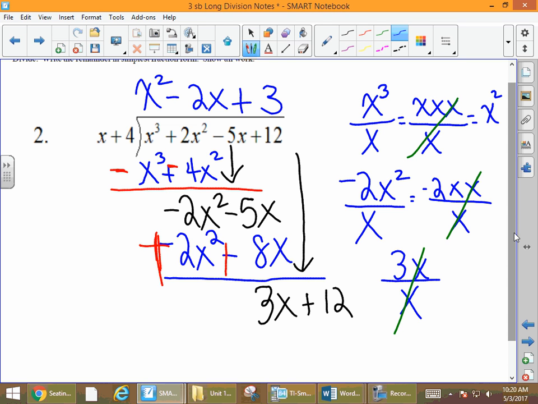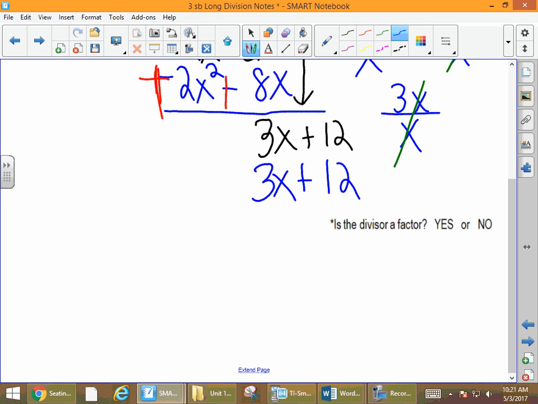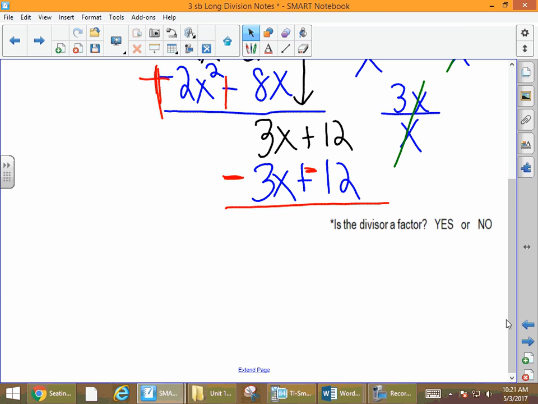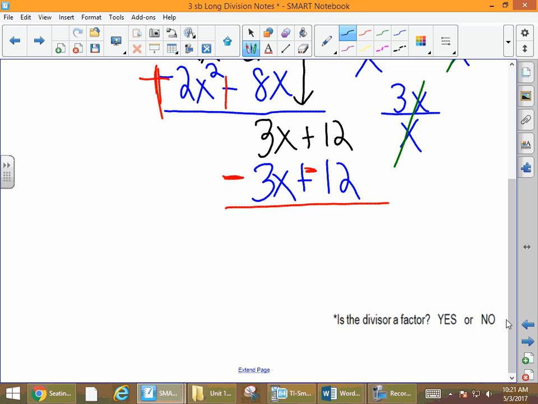Three times x is 3x. 3 times 4 is 12. Change both signs. And when we do, the 3x's cancel out. But also what happens is we have 12 minus 12. That cancels out also. And we have no remainder on this problem.